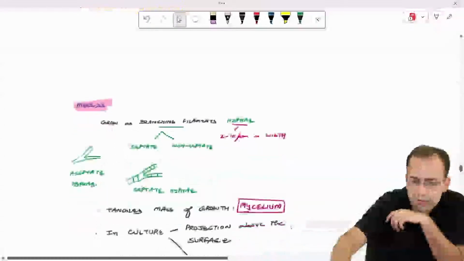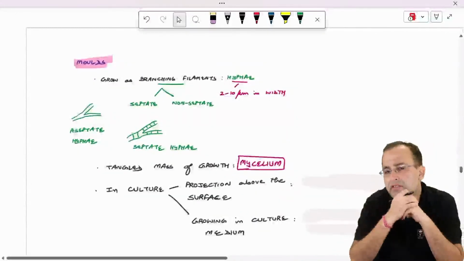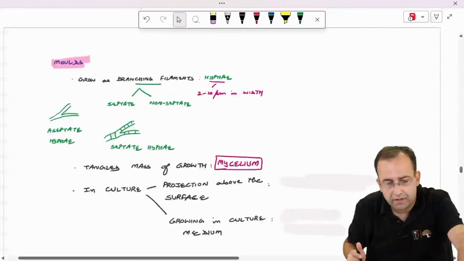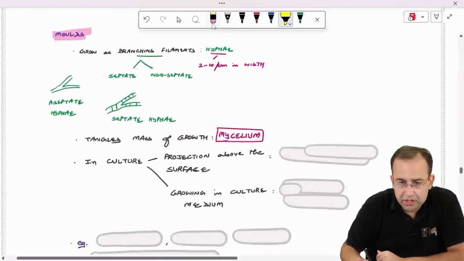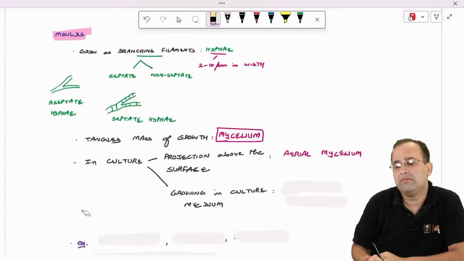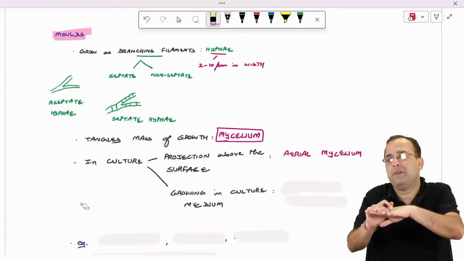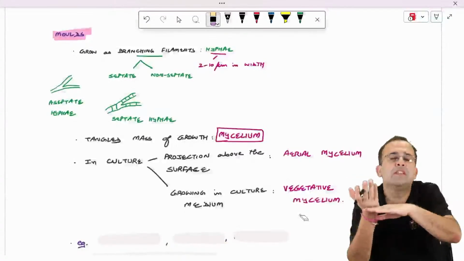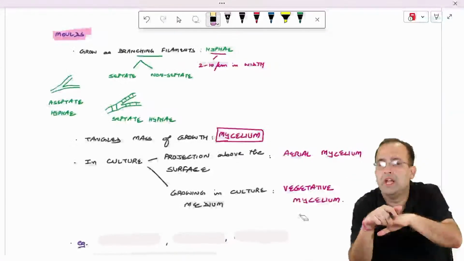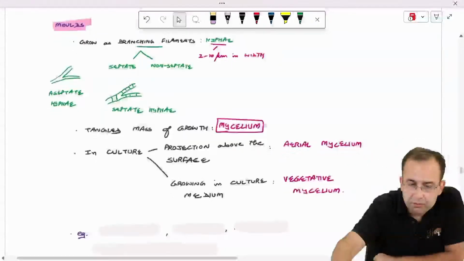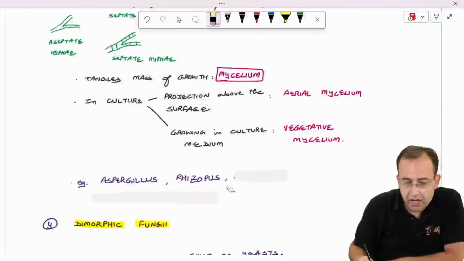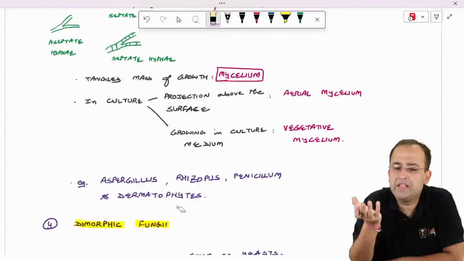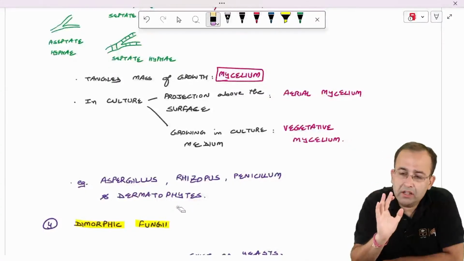Next are the molds. Molds are branching filaments which have hyphae. If they are projecting above the surface of the culture medium, it is an aerial mycelium. If they are growing in the culture medium, it is a vegetative mycelium. So which are the molds? They are Aspergillus species, Rhizopus, Penicillium, and dermatophytes. These are the molds.